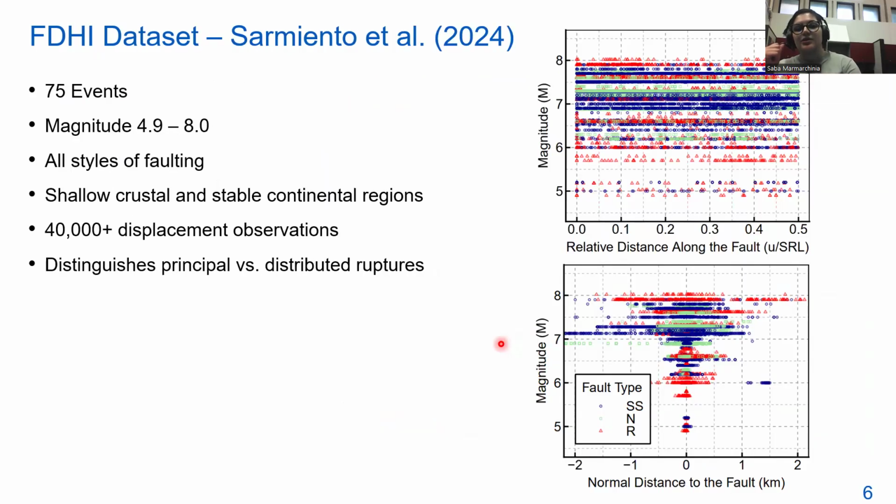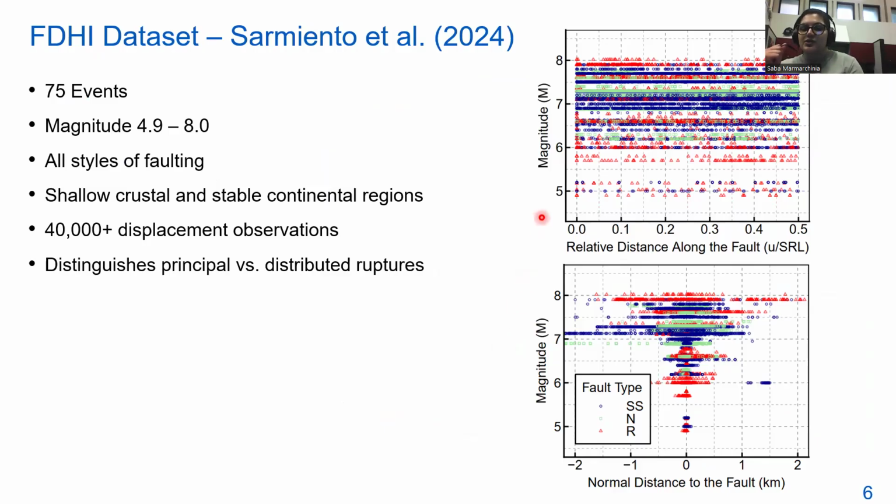In this study, we used the FDHI dataset, which includes more than 40,000 displacement observations from 75 events, and it covers magnitudes between 4.9 and 8, including all styles of faulting. It also distinguishes between principal and distributed displacements. This figure shows a summary of the dataset.